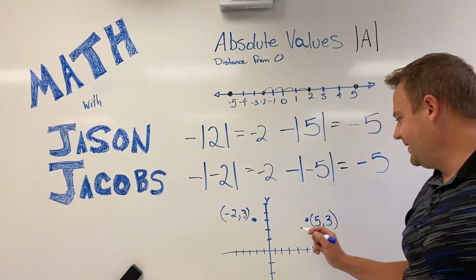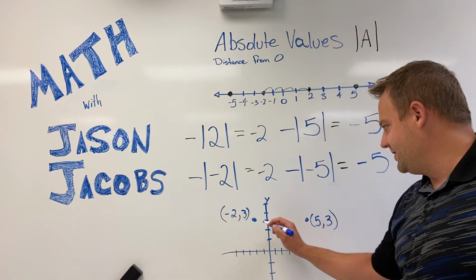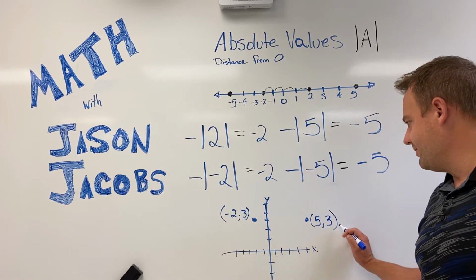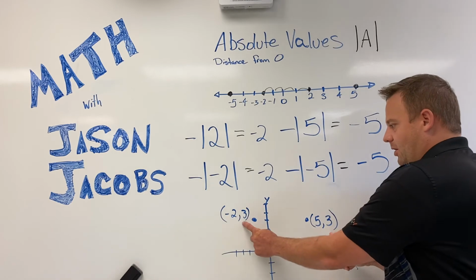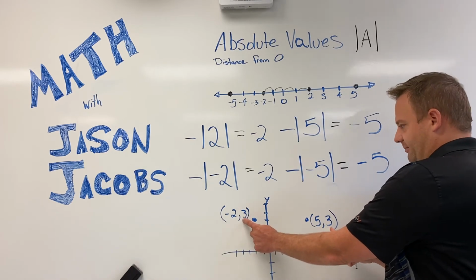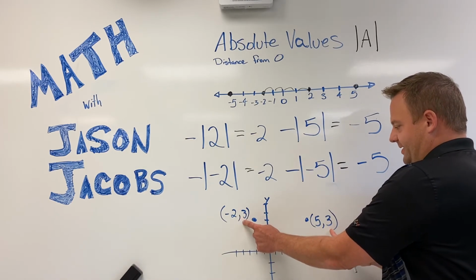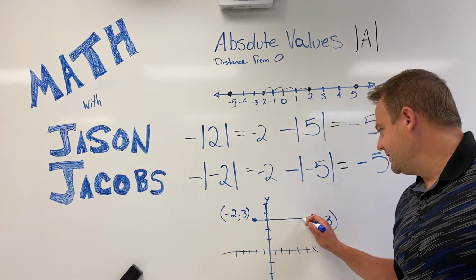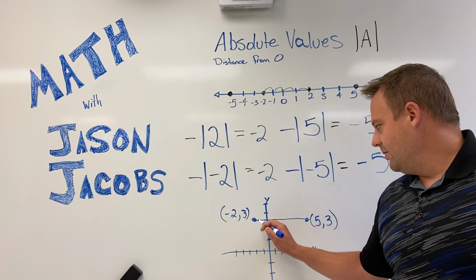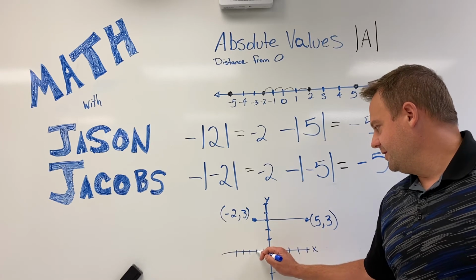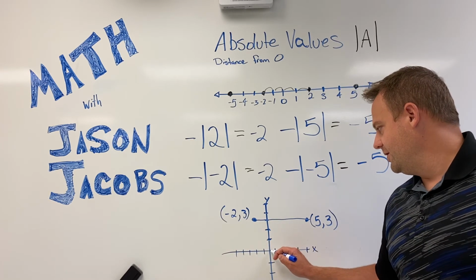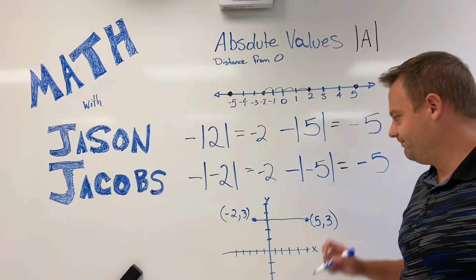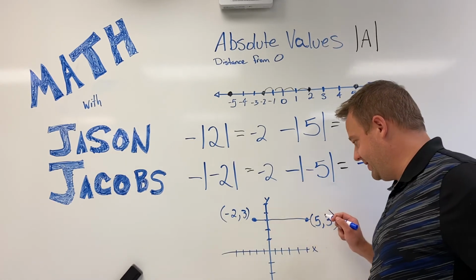So what we do is, this is negative 2, 3, and this is 5, 3. You'll always have a double here, like either both the y's will be the same or both the x's will be the same. So we're finding the distance of that line. Let's see. It starts here. It goes 1, 2, 3, 4, 5, 6, 7. It's 7 away. So the distance is 7.